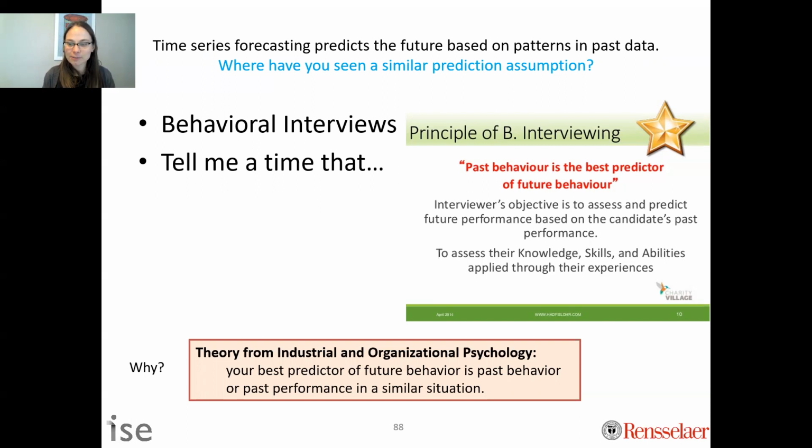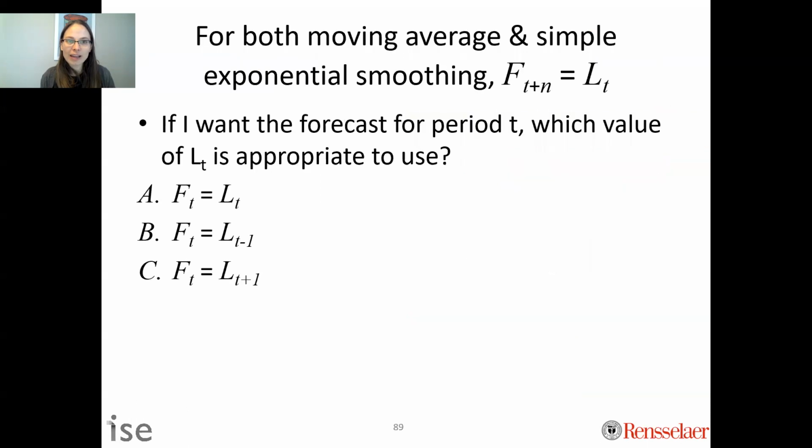All right, so my thought question here is: for both moving average and simple exponential smoothing, F of t plus n is equal to L of t. So the forecast n periods from now, assuming now is t, is L of t. If I want to forecast for period t, which value of L of t is appropriate to use? Is A the correct answer, B, or C?